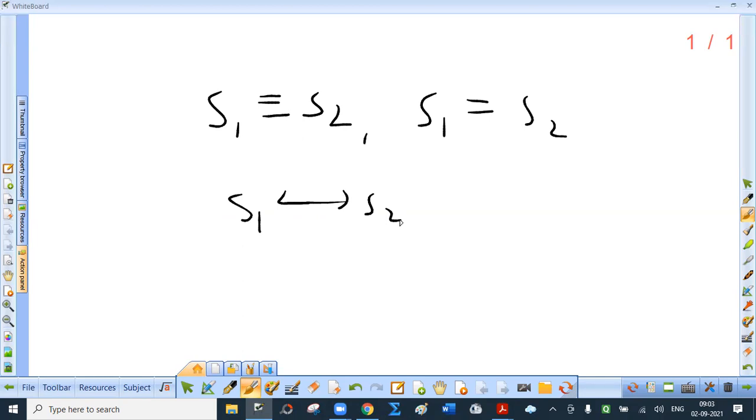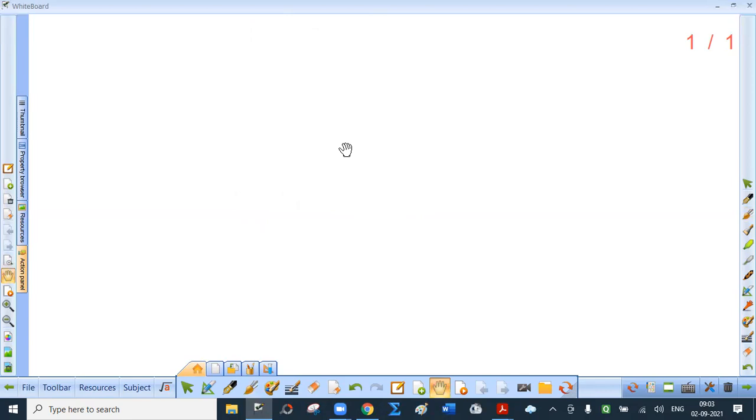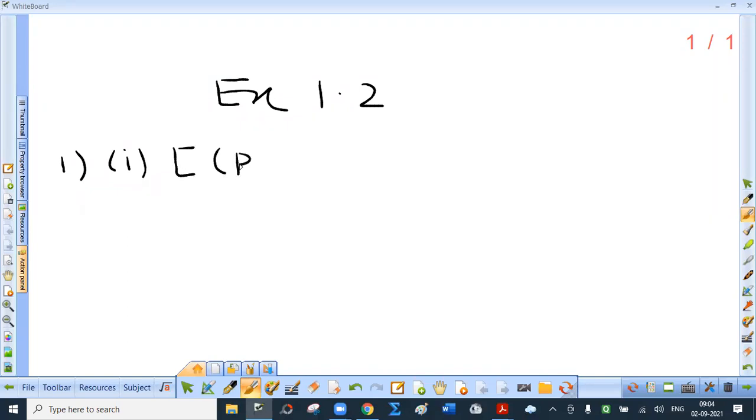Now we will start solving some sums from exercise 1.2. Okay. Let me read the sum. I think it is on page 13. Construct the truth table for each of the following statement patterns. The first one is, you have to be very careful regarding the bracket.